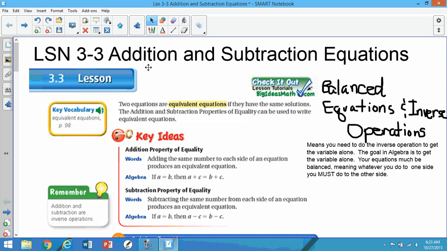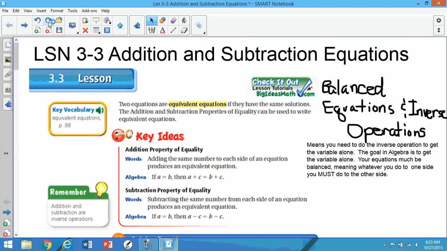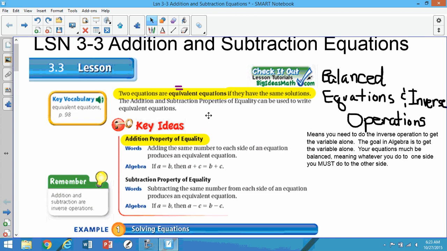In 7th grade math and in math in general, we know that two equations are equivalent. Equivalent means equal to, if they have the same solution, which means that both sides are equivalent or equal. There are two properties that we're going to use to solve these types of problems.